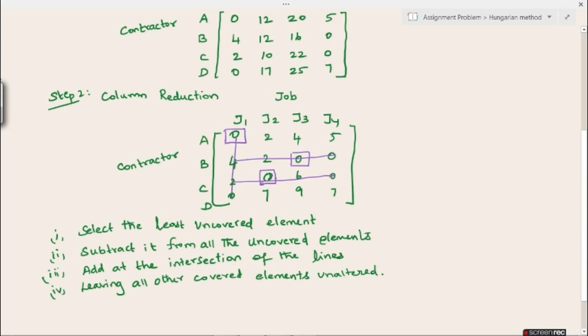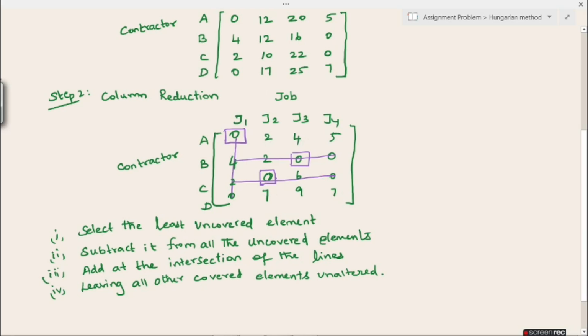So in this matrix, these values, that is 2, 4, 5 and 7, 9, 7, are uncovered elements, and the rest of the values are covered elements. And these 2 points, 4 and 2, are lying on both lines, right? This 4 is lying on the horizontal line as well as the vertical line. Similarly, this 2 also is lying on the horizontal and vertical line. So these 2 points are intersection points, and the rest of the elements are covered elements, and 2, 4, 5, 7, 9, 7 are uncovered elements.